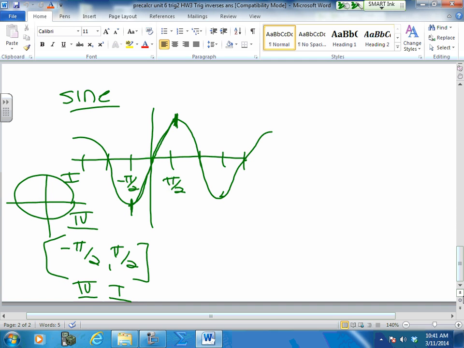The sine and the tangent basically have the same one, 1 and 4. Hang on one second. The cosine has 1 and 2. Really, that's not a lot to think about.